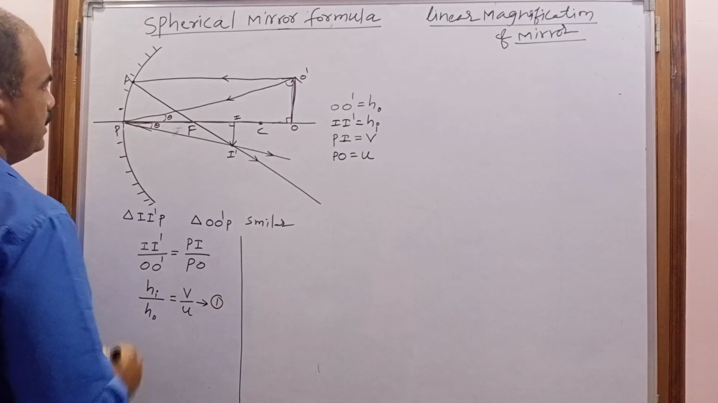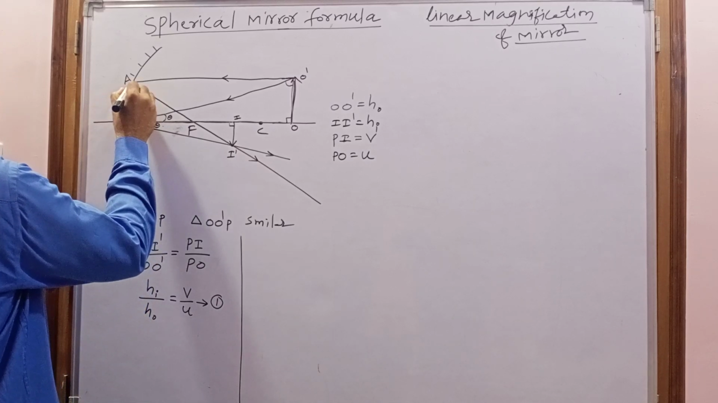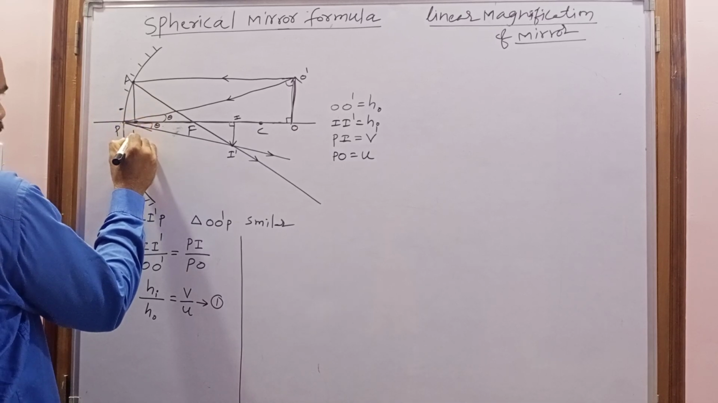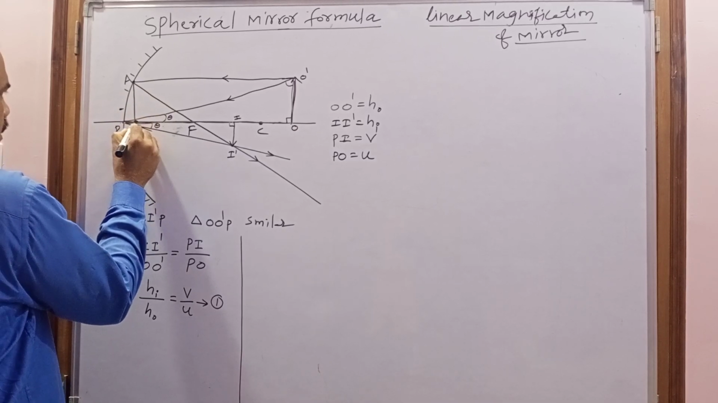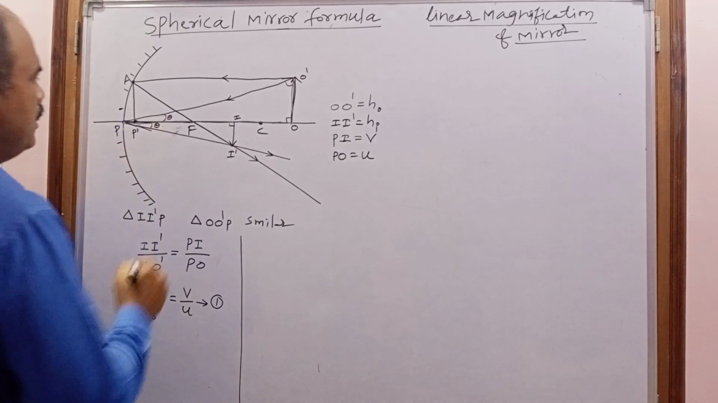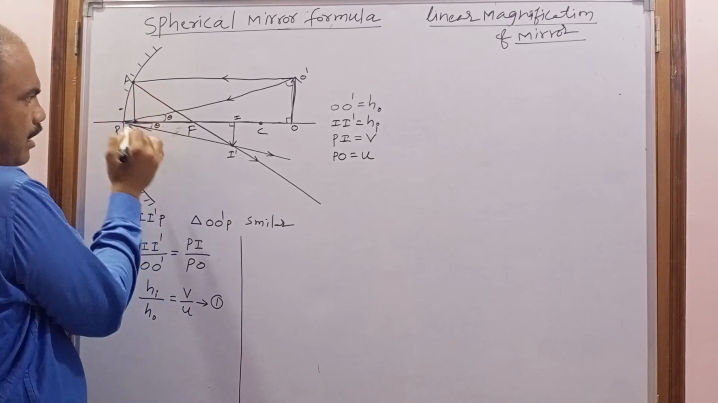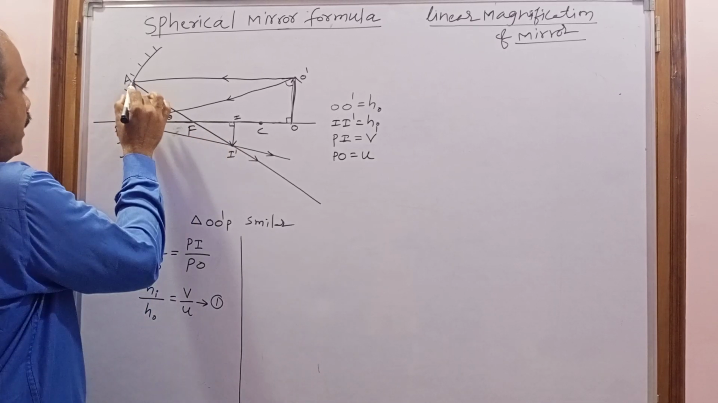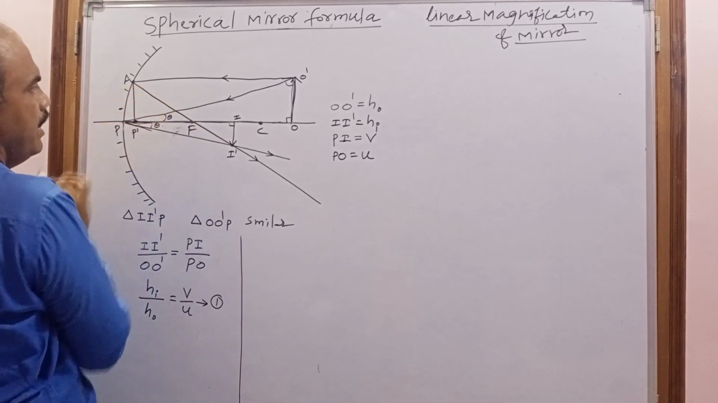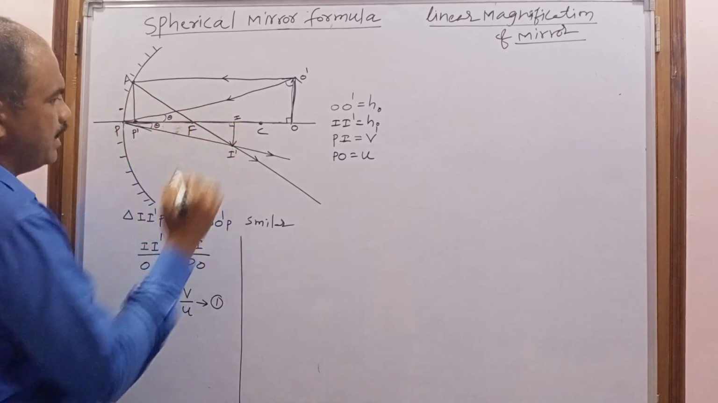Next, I am drawing a normal from the point of incidence A to the principal axis. It will intersect here. Now this point will be considered P dash. So now there are two triangles because of drawing the normal to the principal axis: A P dash F and I dash F. These are two similar triangles.